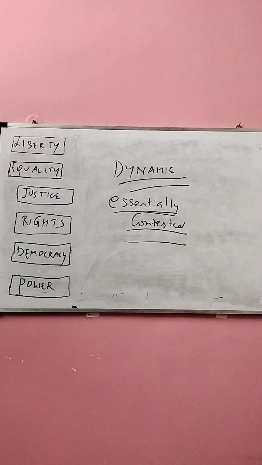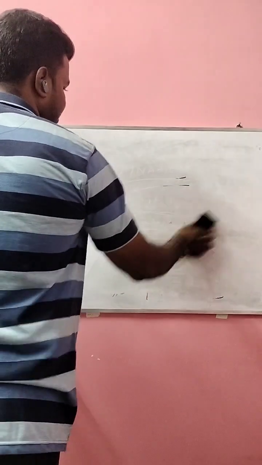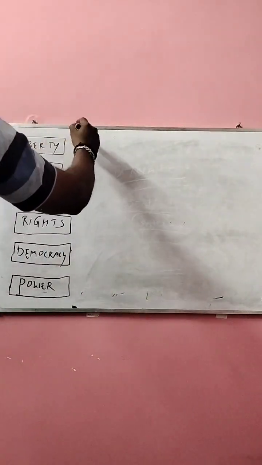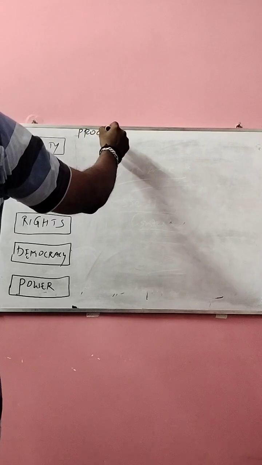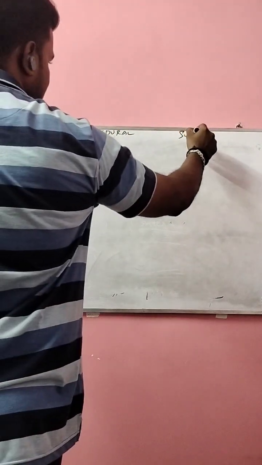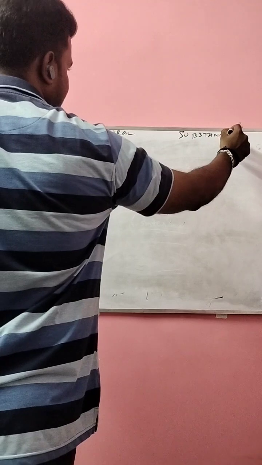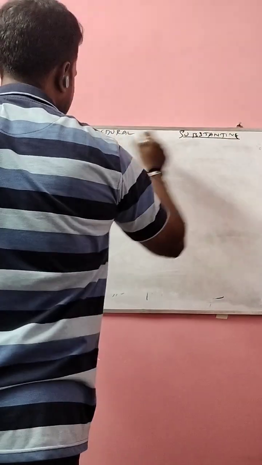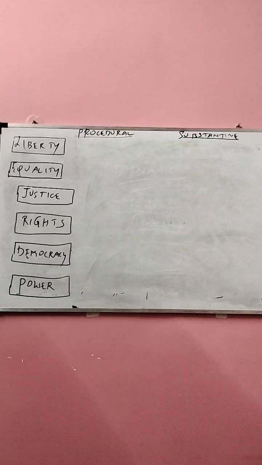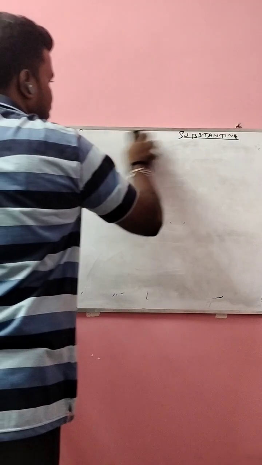Apart from this, the 6 concepts should be studied across 2 larger dimensions. One is procedural and the other is substantive. Please note it down. Procedural and substantive. Based on these 2 dimensions, we will now fit in the scholars and philosophies. But first you have to understand the meaning of procedural and substantive. This is the starting point of analyzing the rest.